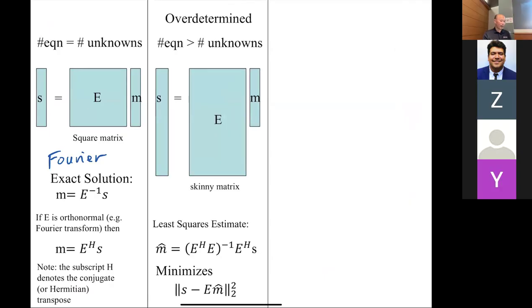We also looked at what happens if you have more equations than unknowns, and there you can have a solution, but it's going to be what you call your least squares solution. It's not going to exactly solve these, but S is going to be approximately equal to EM, where the error is minimized. Okay, so that's the least squares solution.